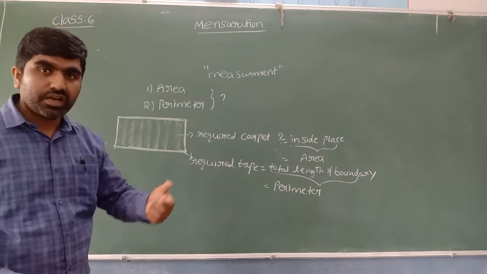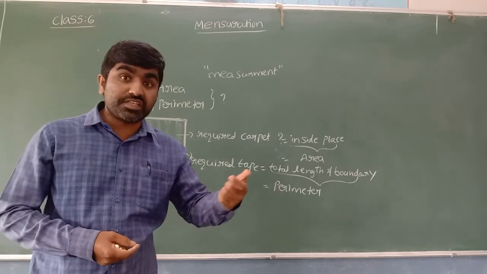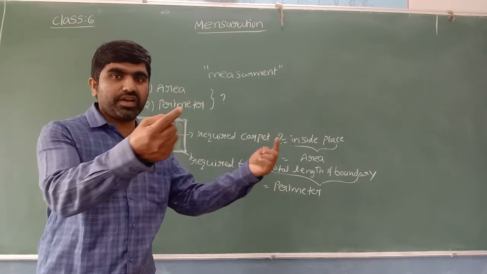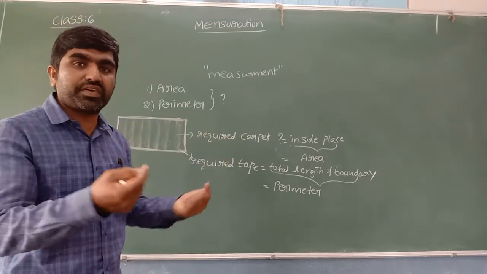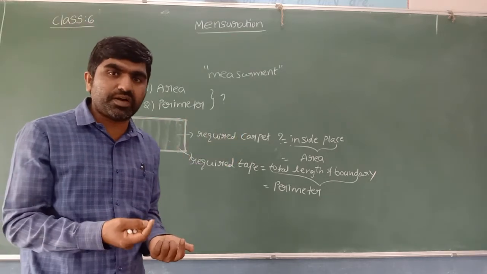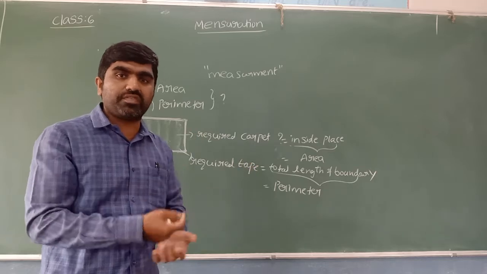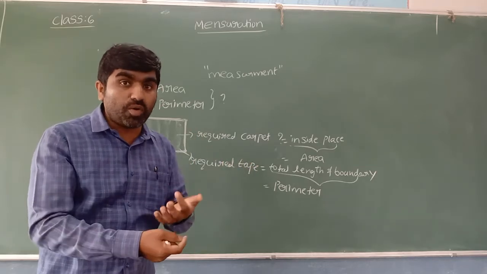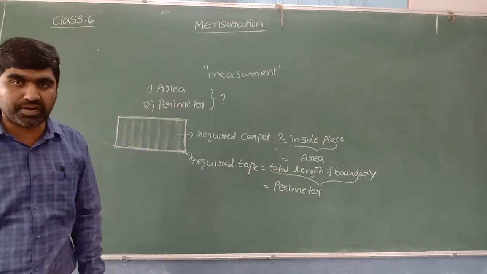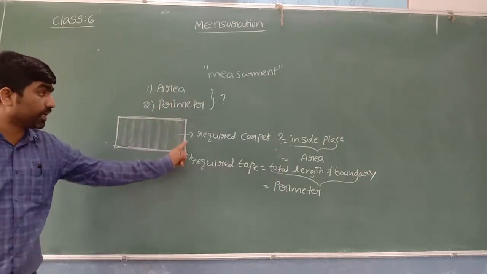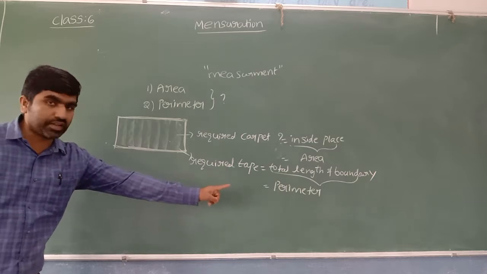Suppose we can see outside, when we purchase a plot, then immediately we do fencing. If you want to know how much wire is required for fencing, fencing is nothing but we decided to cover the boundary with a wire. So if you want to know how much wire is required, it's enough to find the perimeter. If you want to know the total length of the boundary, we need to find the perimeter.